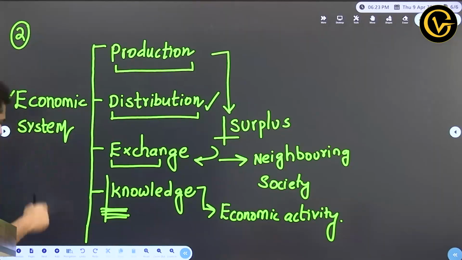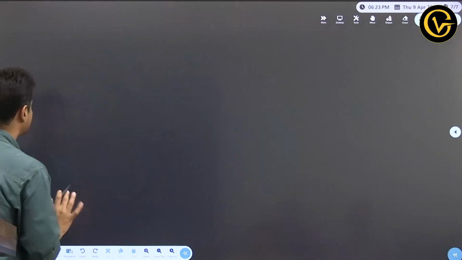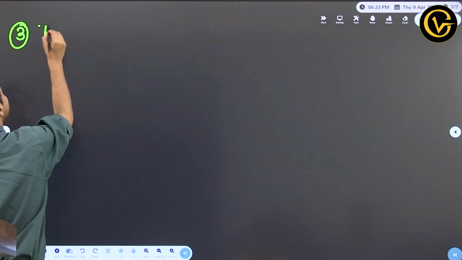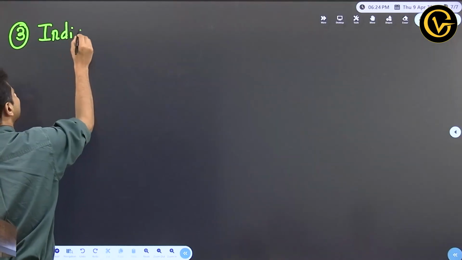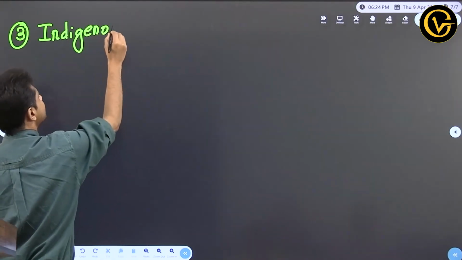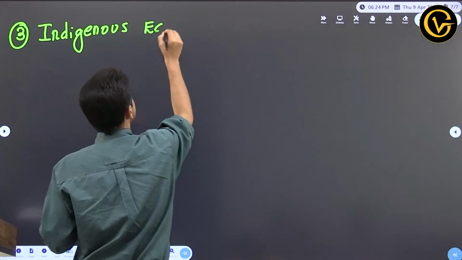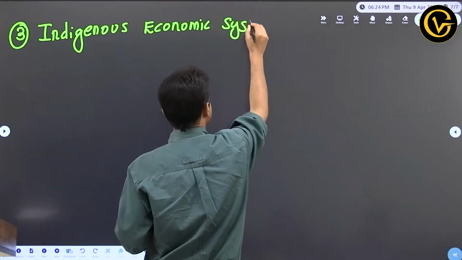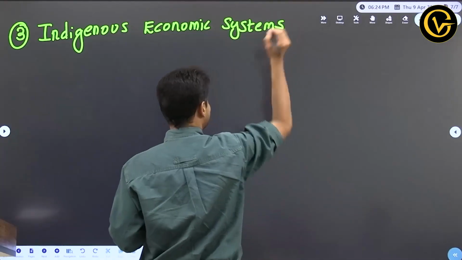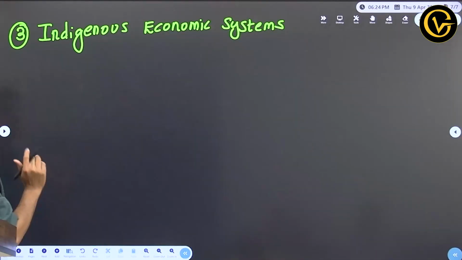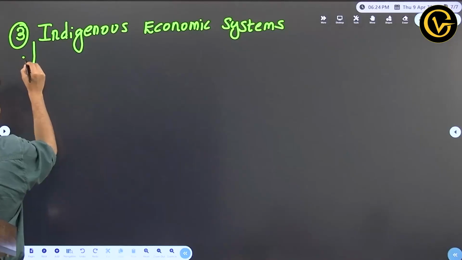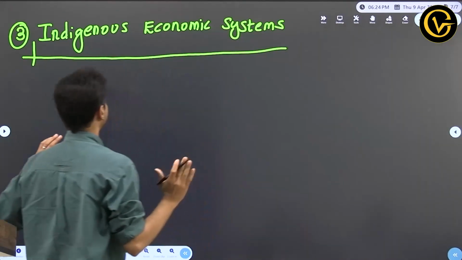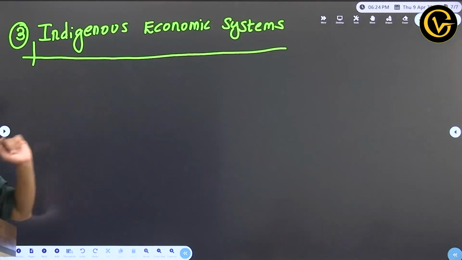Now, this is topic 2. Let me connect this to topic 3. Topic 3 is indigenous economic systems. In our syllabus, they gave globalization and its impact on indigenous economic systems. But for time being, in this session, as a topic, as a concept, we will see indigenous economic systems. If time permits, let us also see what kind of impact globalization can have on indigenous economic systems.